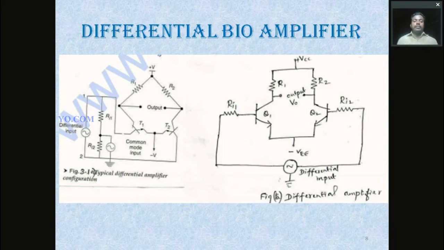So it can amplify the difference of two input signals. It means if the two inputs are the same, then it will produce zero output. If the two inputs are different, it will amplify the difference between the two inputs. That is a differential amplifier.